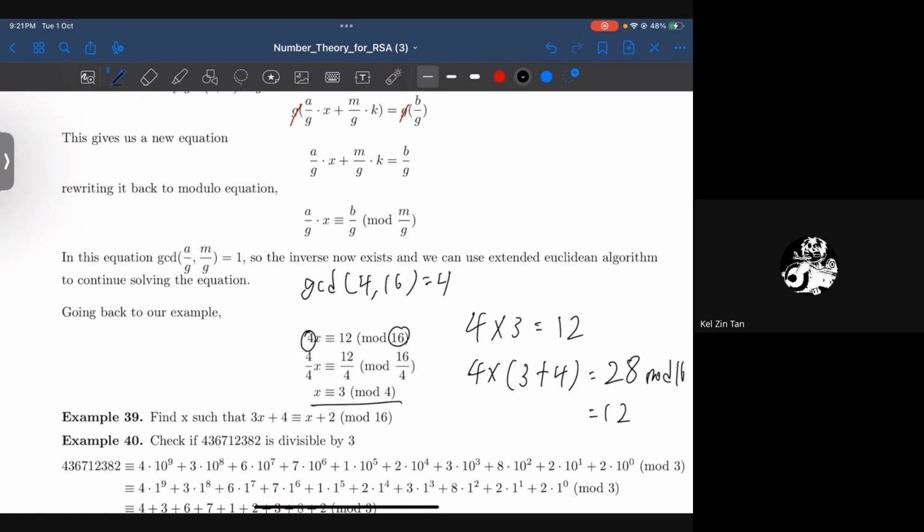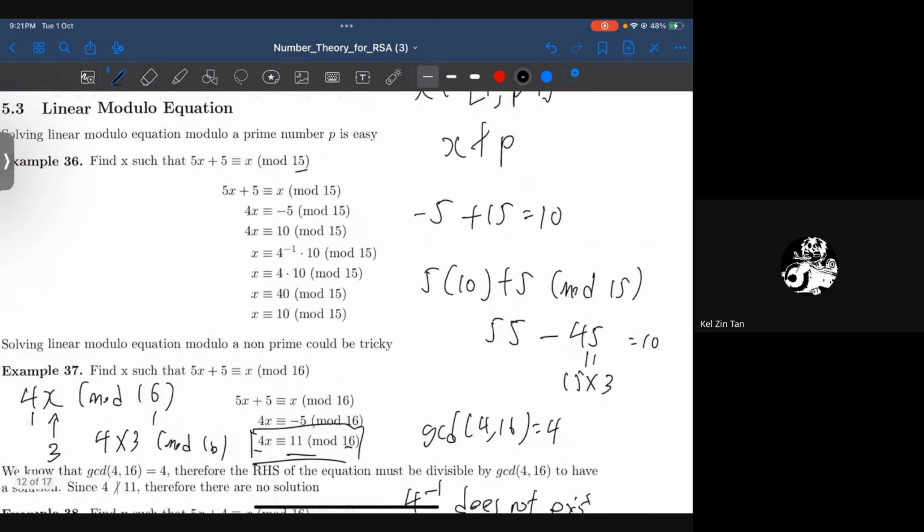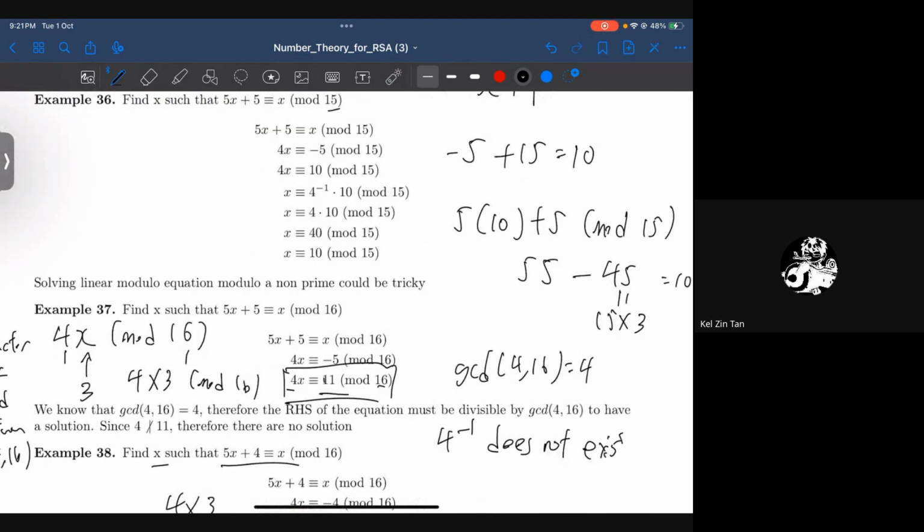And what happens if we cannot divide? If we cannot divide, then the solution doesn't exist. For example, in the situation where 4x is congruent to 11 mod 16, 11 cannot be divided by 4. After you divide, it is not an integer anymore. So in this case, the solution doesn't exist.